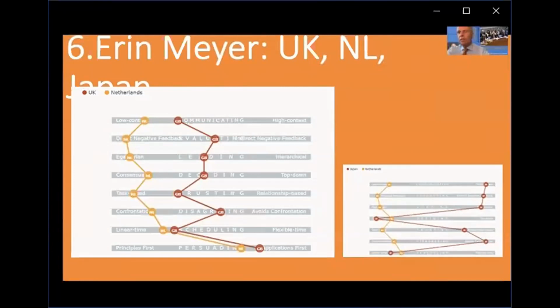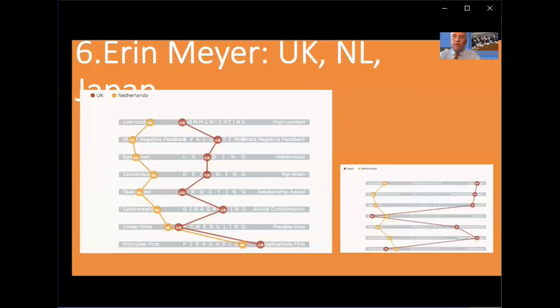In general, one can say that the British are a little bit more towards Asian values, which are more indirect, more to the right on the scale. But fascinatingly enough, if you look at the differences between Japan and the Netherlands, which is the right picture on this screen, you see that when it comes to making decisions, Japan is extremely consensual. So there it's all the way to the left. But when it comes to decision making, it's really building a consensus, which of course is a very strong Dutch characteristic as well.